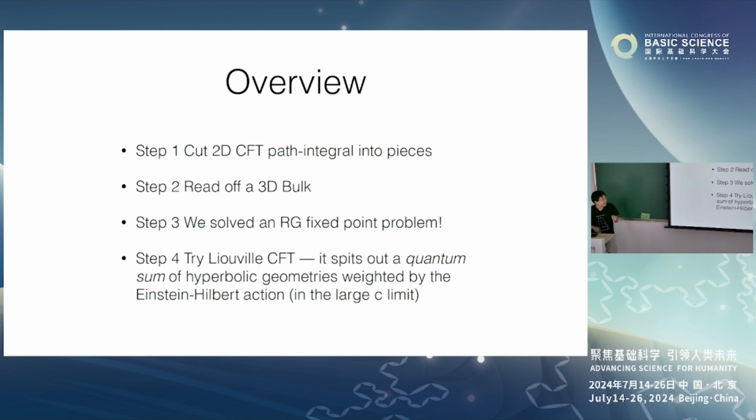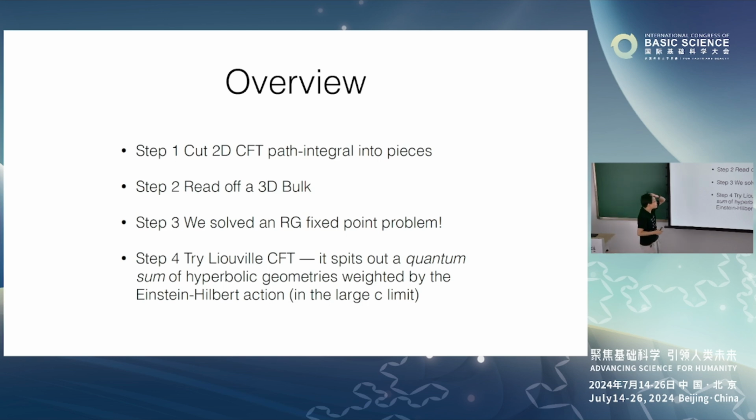So what is the recipe that we're following? There are 4 steps. Step number 1 is to find the basic building blocks of the CFT, and it is equivalent to cutting the 2D CFT path integral into pieces. Step 2 is that after you figure out how to cut the CFT into pieces, you realize that you can read off a 3-dimensional bulk from it. This is what I mean by reading off a 3D path integral out of the 2D theory that is completely controlled by the 2D theory for free.